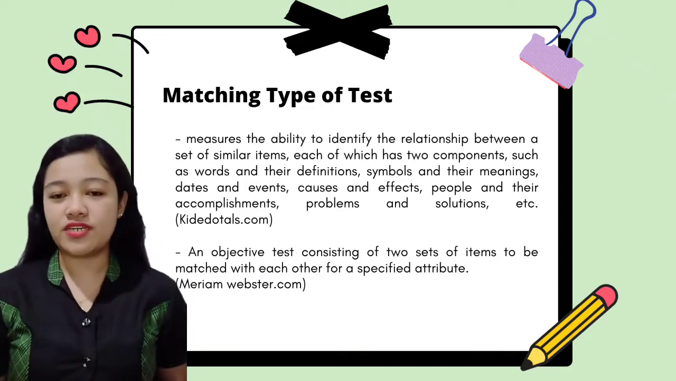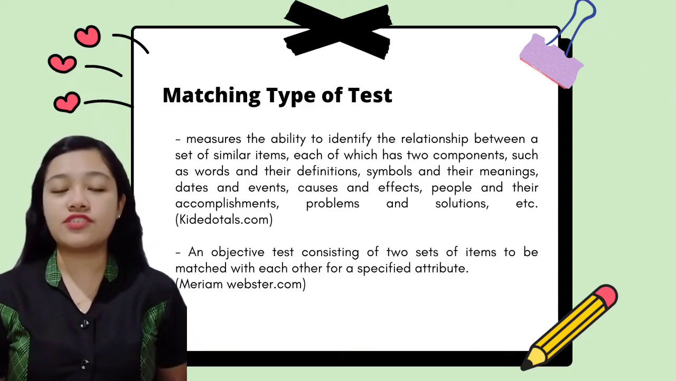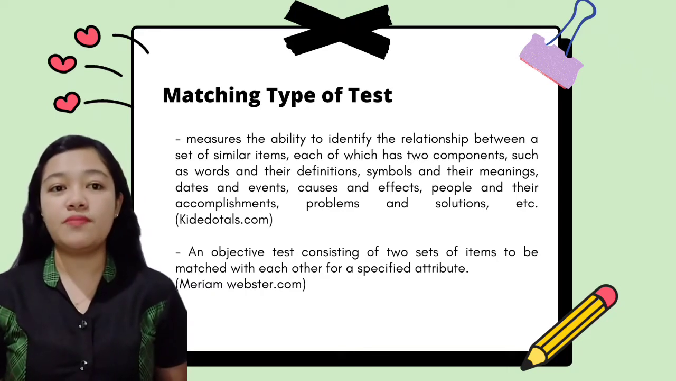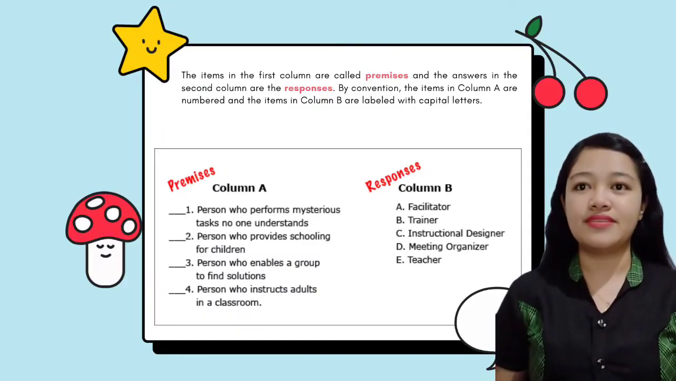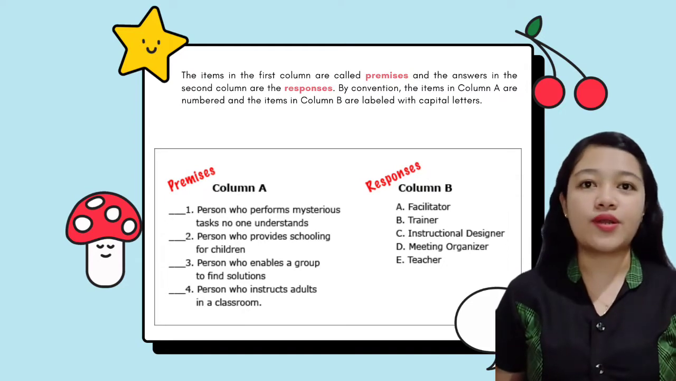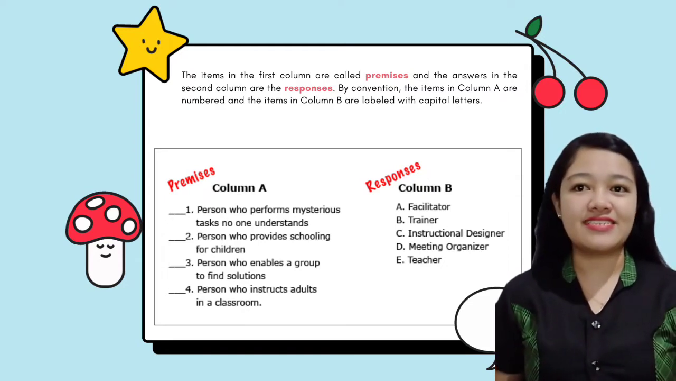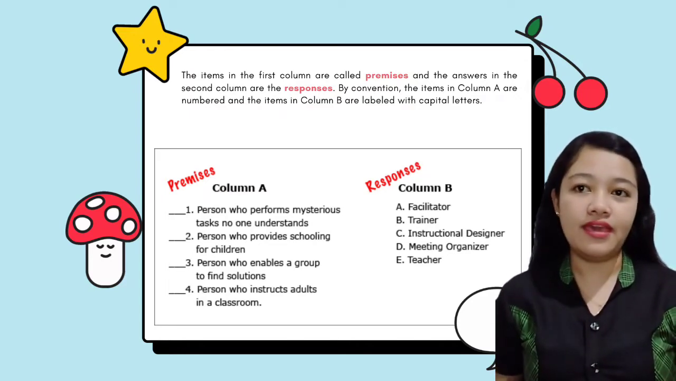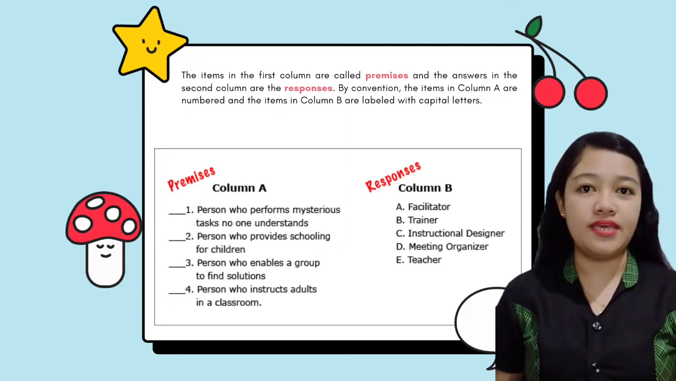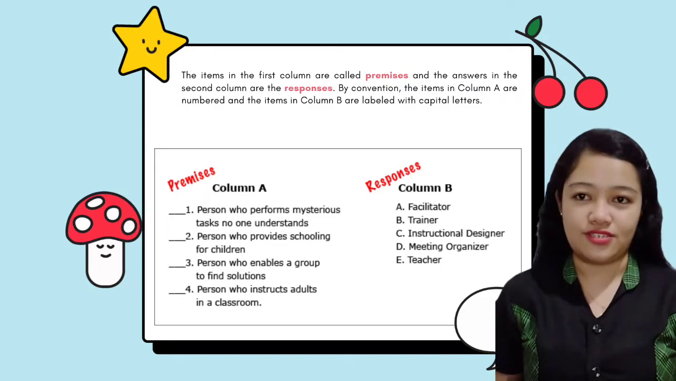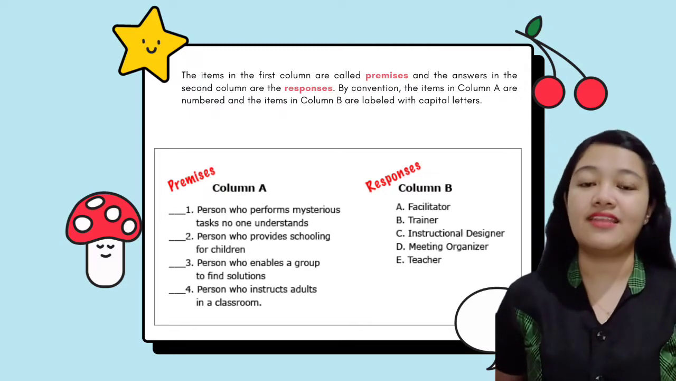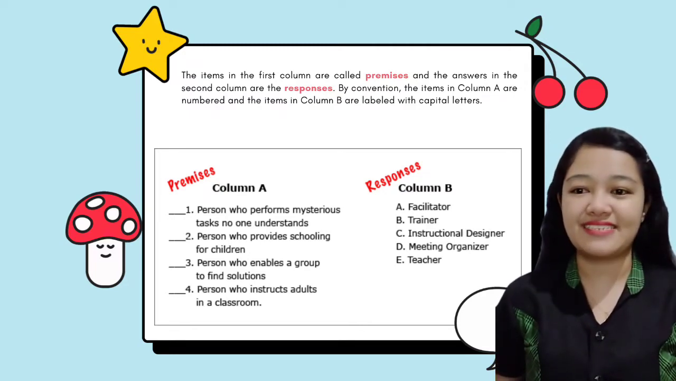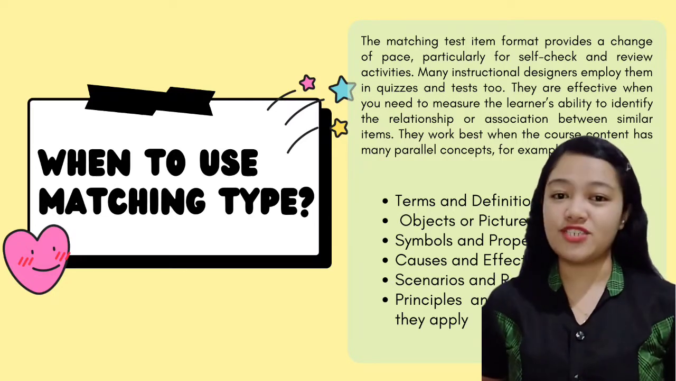And according to Merriam-Webster.com, it is an objective test consisting of two sets of items to be matched with each other for a specified attribute. We have here an example. The items in the first column are called premises, and the answers in the second column are the responses. By convention, the items in column A are numbered and the items in column B are labeled with capital letters. So as you can see in our example here, the first column is the premises and column B is the responses.